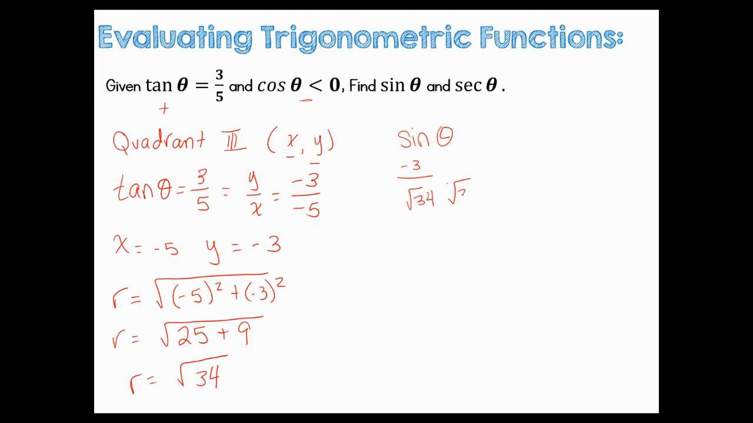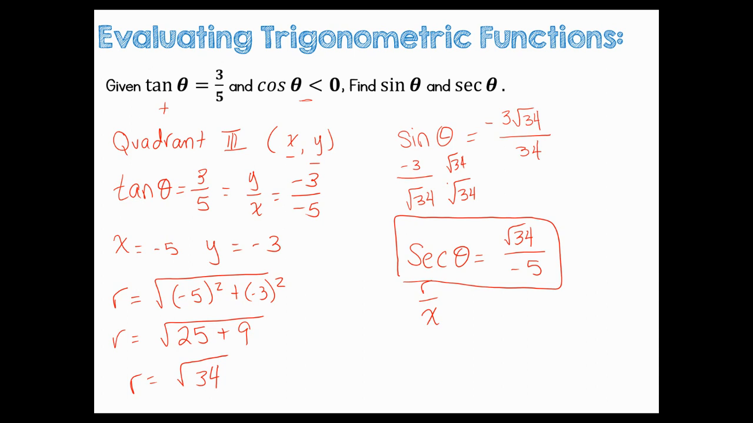We can't leave it like that. We have to rationalize. So sine is negative 3 square root of 34 over 34. And now secant of theta, which we know is going to be r over x. So we have the square root of 34 over negative 5. Just please pay attention to the directions. A lot of students will jump right in and say, oh, my y is 3 and x is 5. It's really important to remember to figure out what quadrant it's in so that you get the signs correctly.